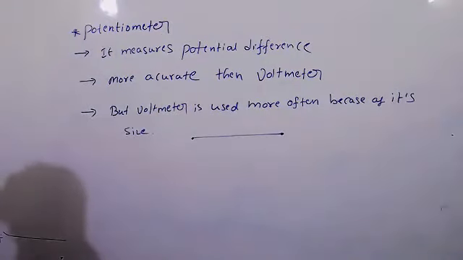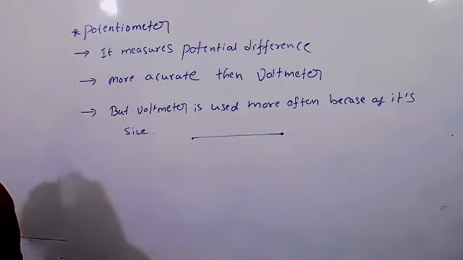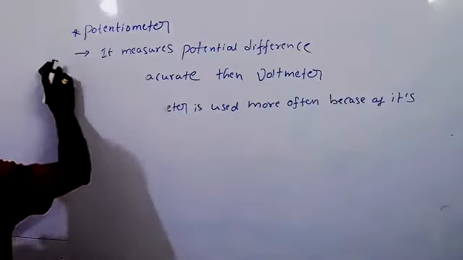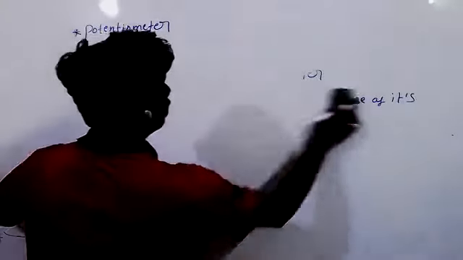Even in physics, so many values are approximate values, not exact values. So when they are using a voltmeter, there will be some error, but we don't consider that error. But if you use a potentiometer, you won't even get that error. But it's so difficult to connect in the circuit because its size is very big. I will show you. Let's see.